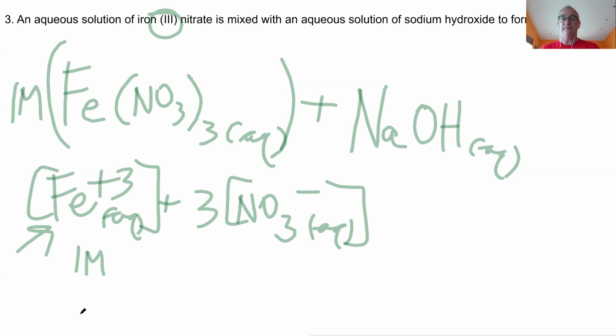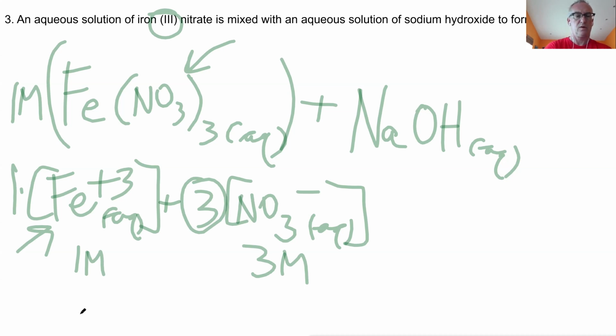Because in the solid, there's 3 nitrates for every 1 iron. So there's 3 times as much nitrate in that solid as there is iron. And so when it goes into solution, I get 3 times the number of ions as well. And you can see that in the reaction. I have 1 iron, but I have 3 nitrates. So I would have 3 molar nitrate. That is correct.